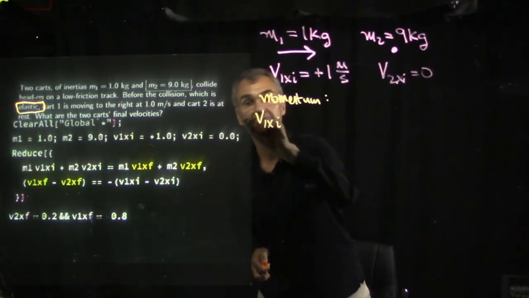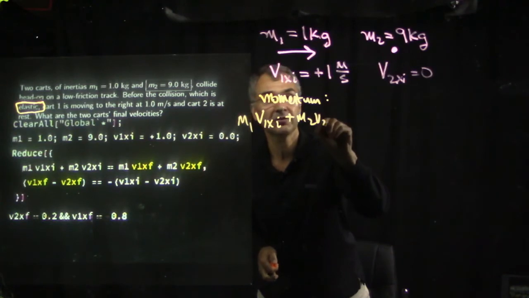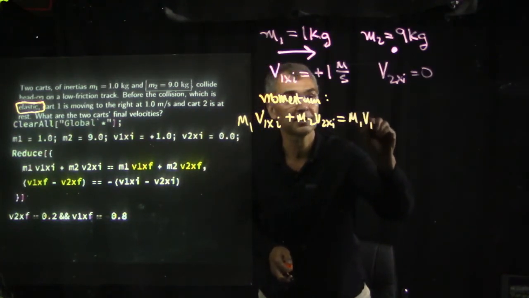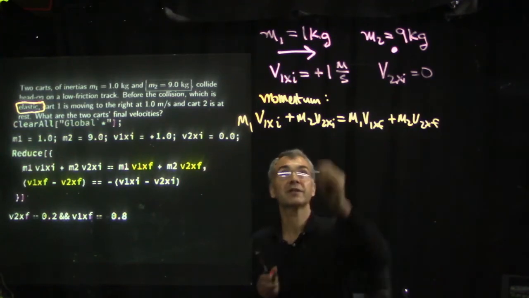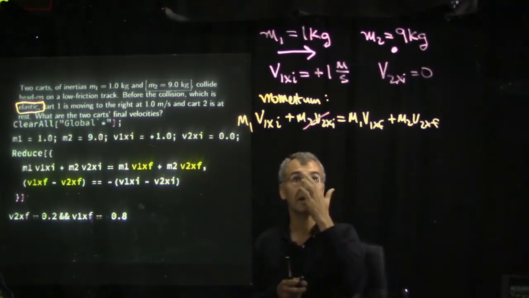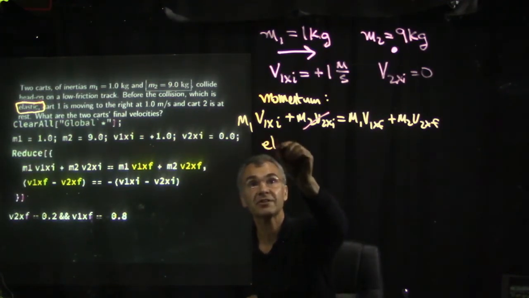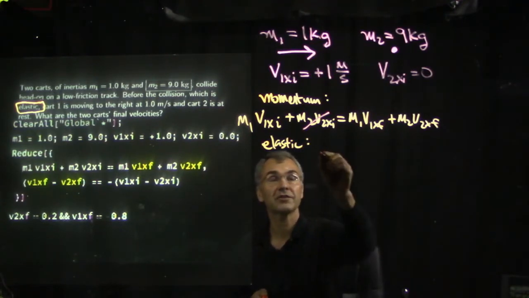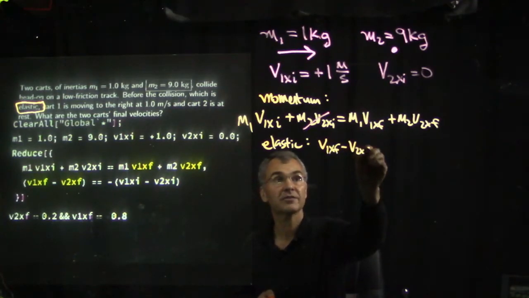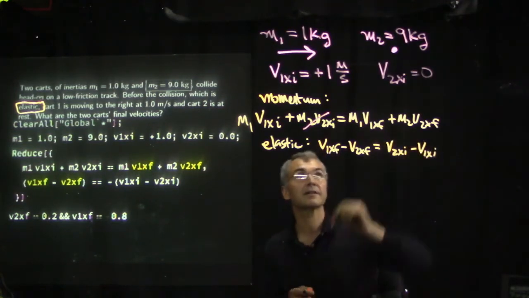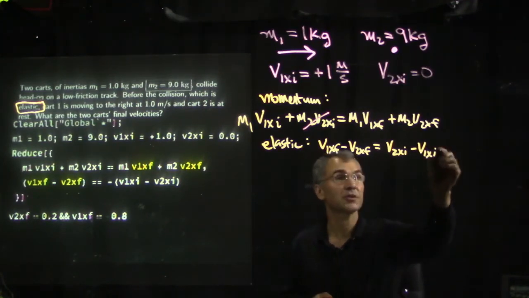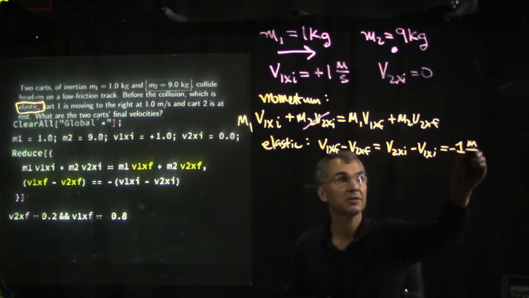m1 v1xi plus m2 v2xi equals m1 v1xf plus m2 v2xf. And we know that this term is 0. And then the fact that it is an elastic collision allows us to write v1xf minus v2xf equals, it's the opposite of the initial state, so that's v2xi minus v1xi. Which is, I guess I should have written it the other way, but this is minus 1 meter per second.